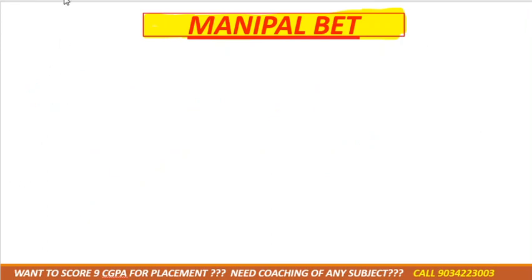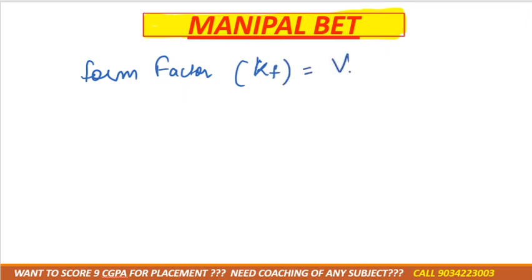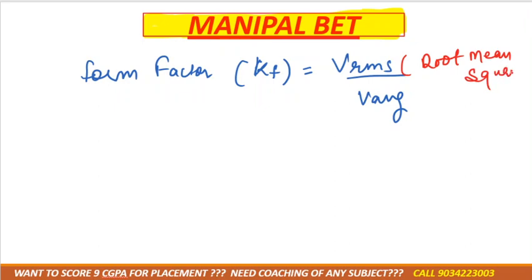So first of all, you should know what is form factor. Form factor is denoted by KF, and that would be equal to VRMS divided by V average. What is RMS? RMS you have studied in 12th class also. RMS means root, mean, square, and average you already know.